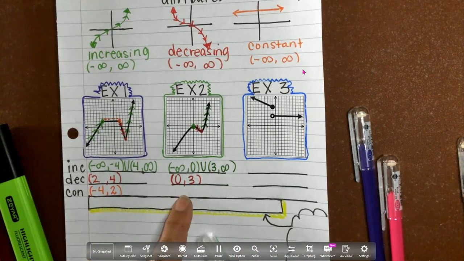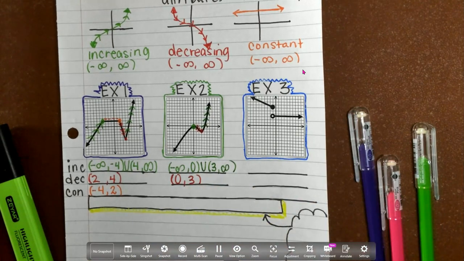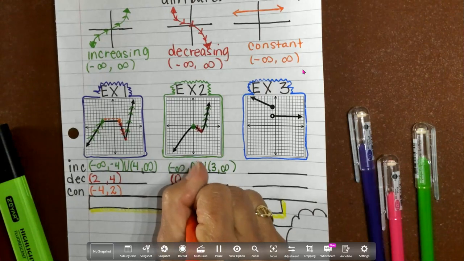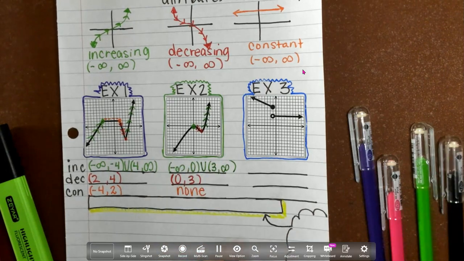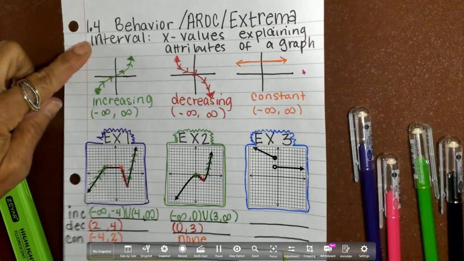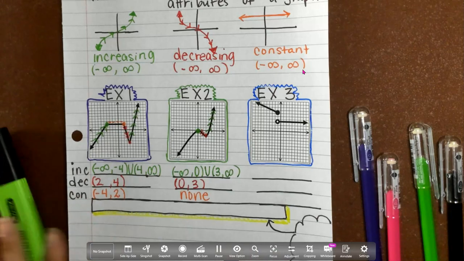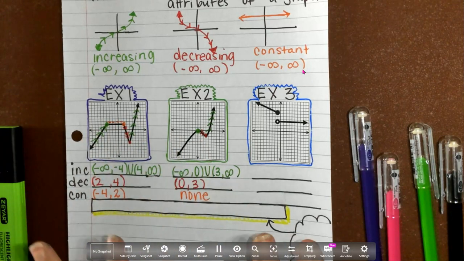And there was not any constant value here, so I'm just going to write none. It wasn't constant at all. All right, let's take a look at what's going on over here. So remember, this is just intervals. Oh, it's off my screen. We're just talking about the x values. So it might appear like it's interval notation for domain, but it's not. It's just describing the behavior.